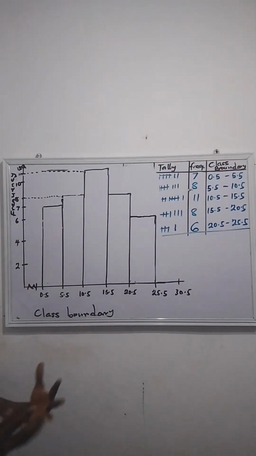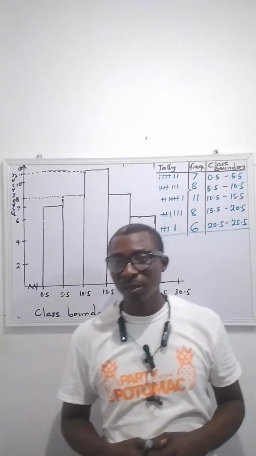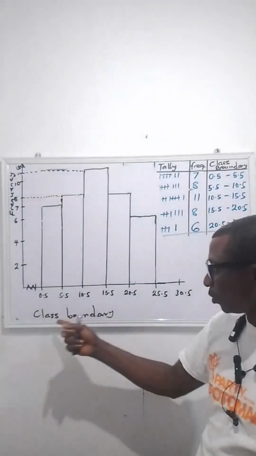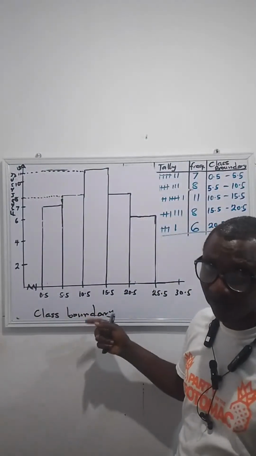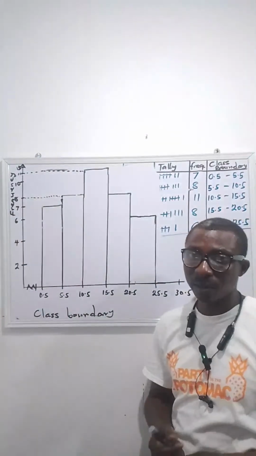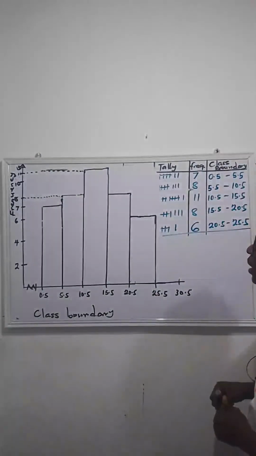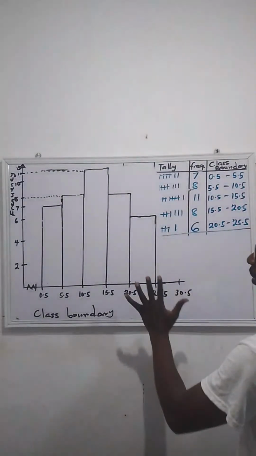That gives meaning to the graph, because a graph without a label does not have meaning. To interpret a graph, I need to see the label, so I know what this represents and what this represents. Please make sure you take note of that. All right, we have done the histogram.